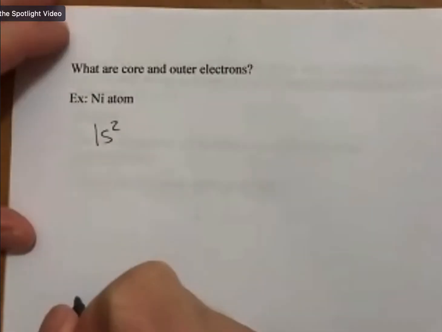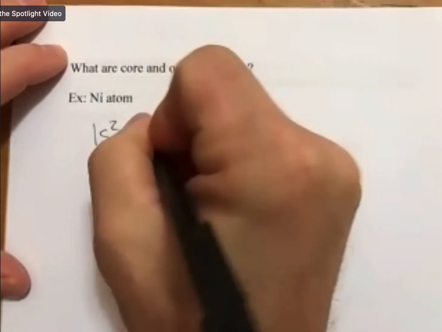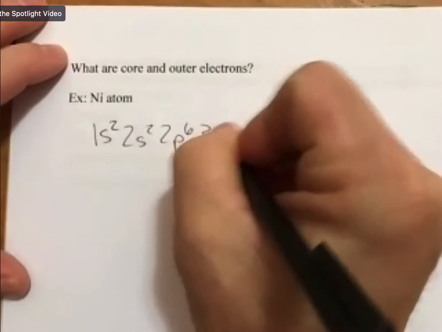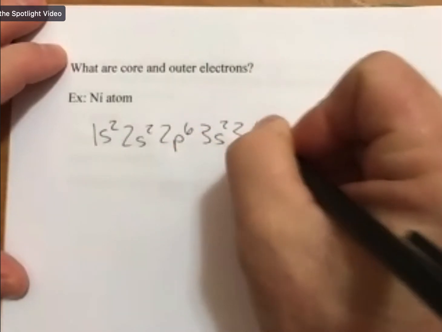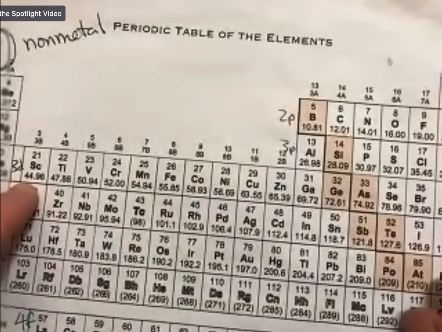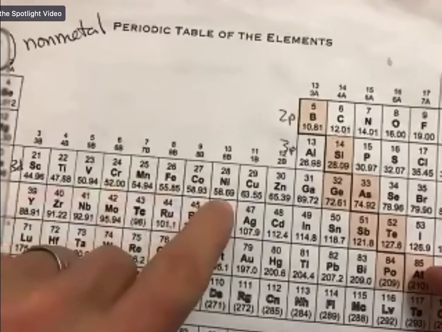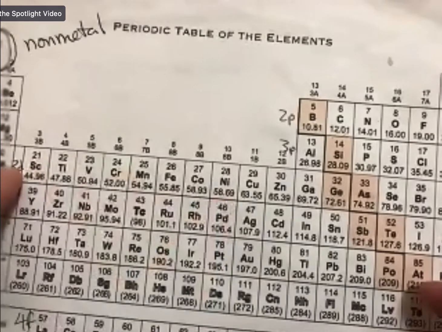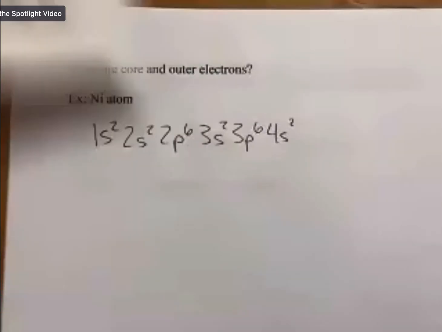It's going to be 1s2, 2s2, 2p6, 3s2, 3p6, 4s2, and then nickel is 8 elements into the 3d area, so that's going to be 3d8.